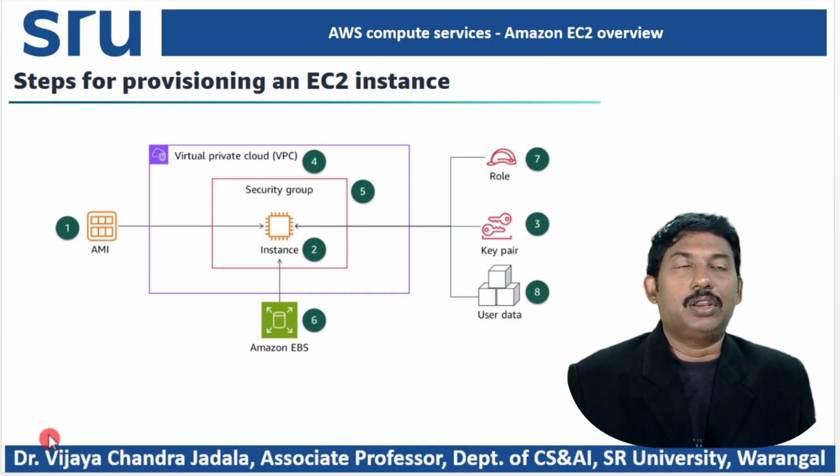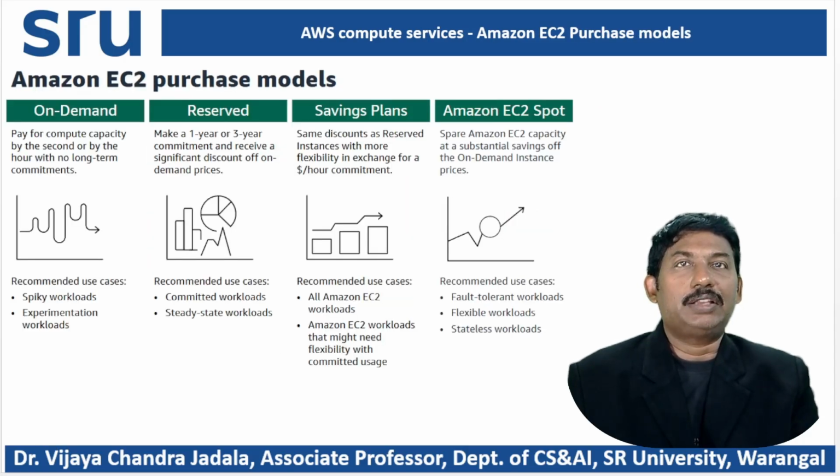So here there are two different types of users. One is the root user, another is the IAM user. Based on the IAM roles, we are going to connect with the user data. So this is all about the architectural diagram of AWS. Next comes the AWS EC2 purchase models. Here the purchase models of EC2 are majorly four.